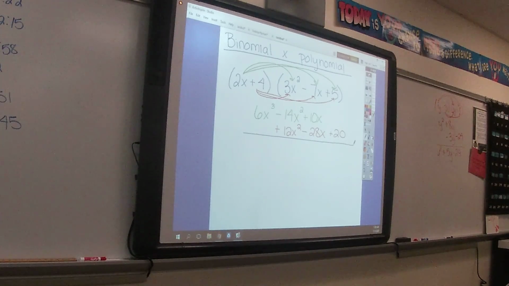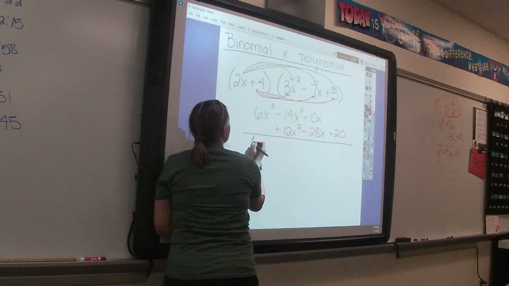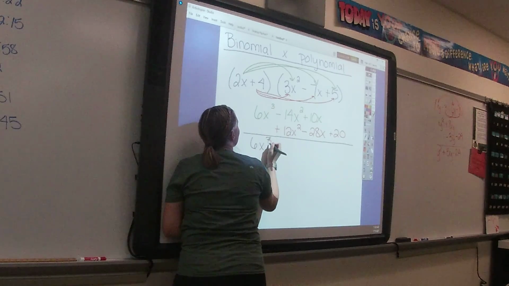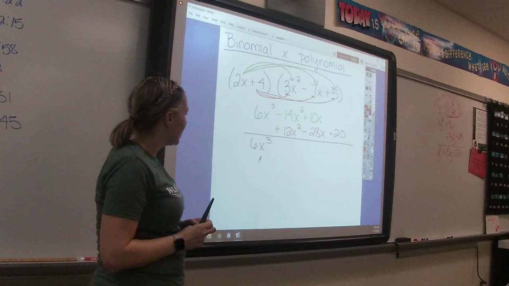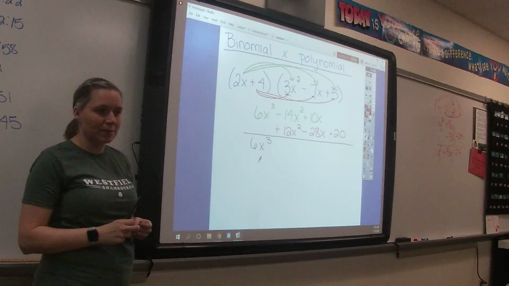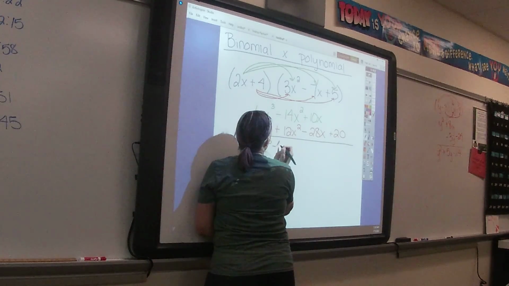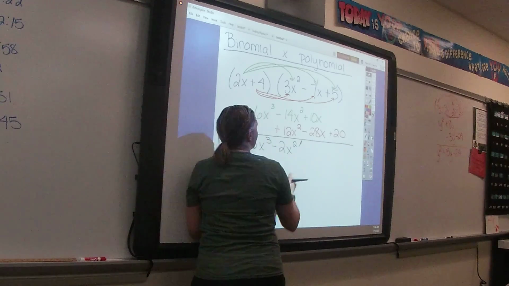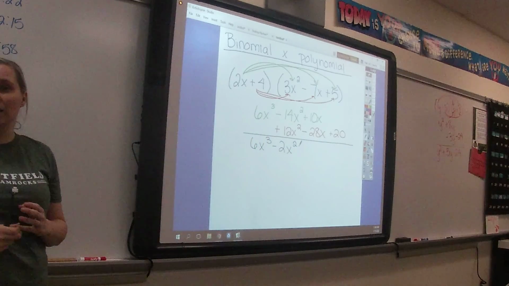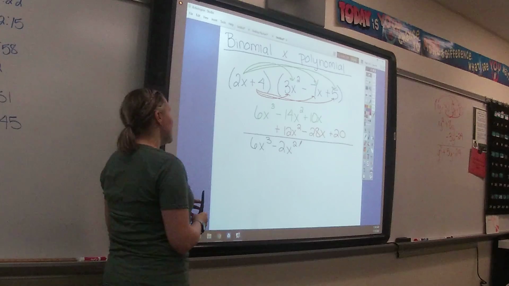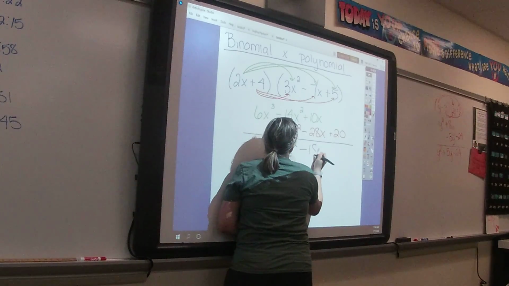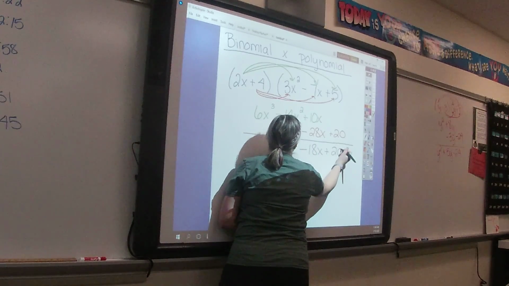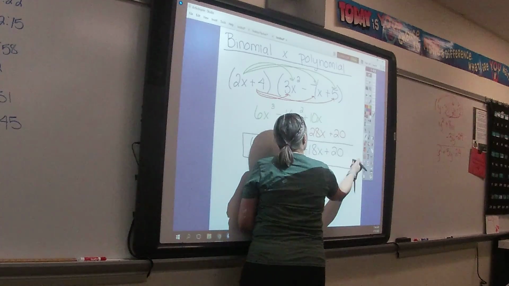And now what do we think we should do? Add to combine the like terms. 6x to the third. Negative 14 and a positive 12 give us negative 2x squared. 10 and a negative 28 give us negative 18x. Plus 20. Yep.